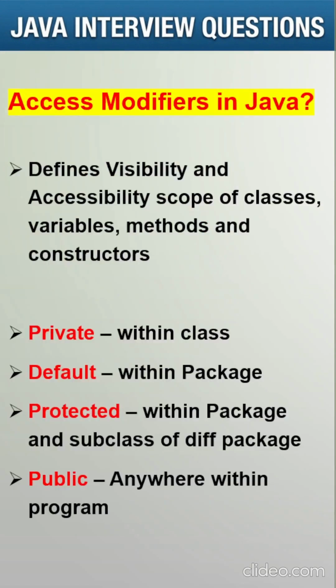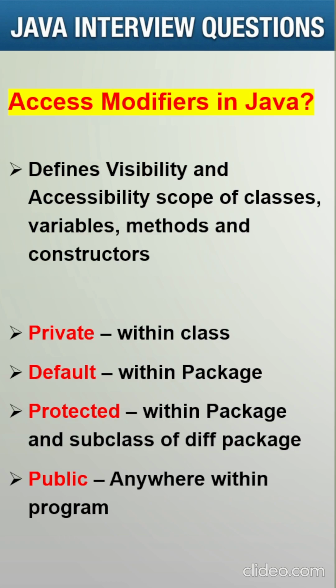Access modifiers in Java. Access modifiers define visibility and accessibility scope in Java for classes, variables, methods, and constructors. There are mainly four access modifiers in Java: private, default, protected, and public.